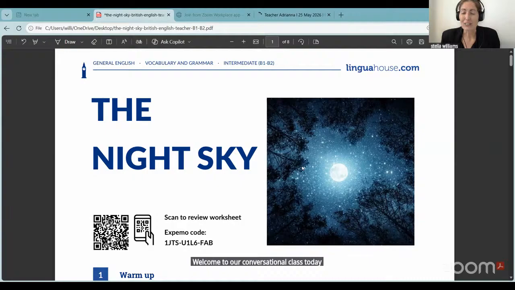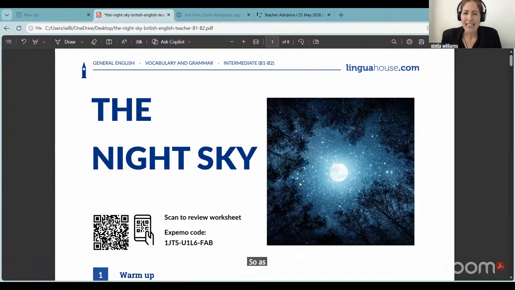Our topic for today is the night sky. So we're going to talk about exactly that, the night sky and the stars and the moon and so on. We're going to learn a little bit of vocabulary around the topic, and then we'll discuss our reading as well. So we're going to have some reading and we're going to learn lots of vocabulary today. So yes, let's get started.